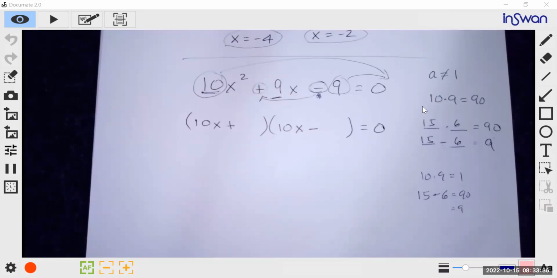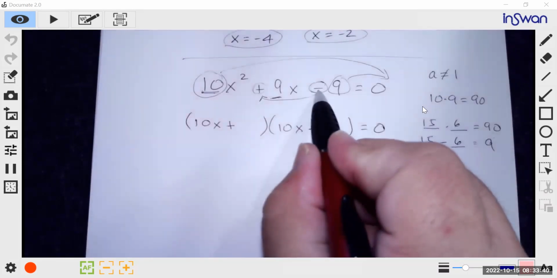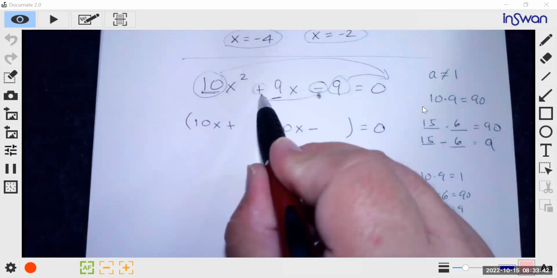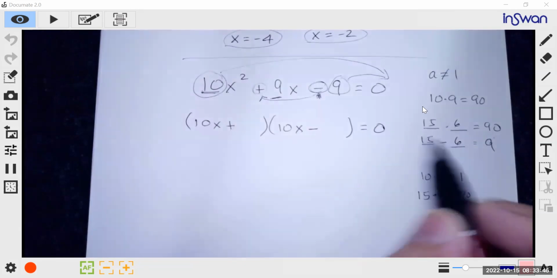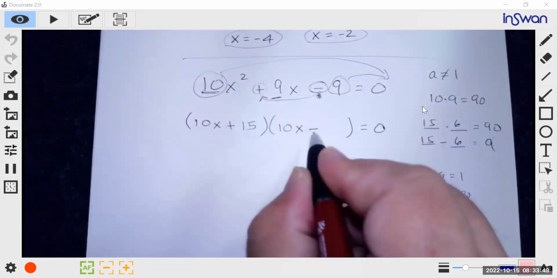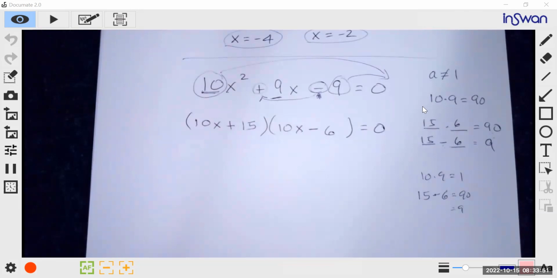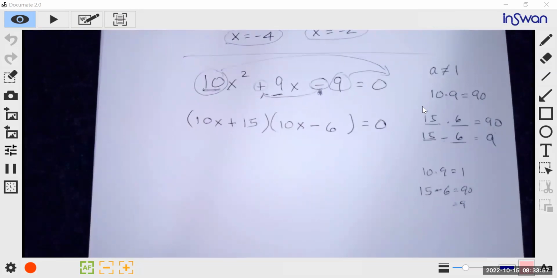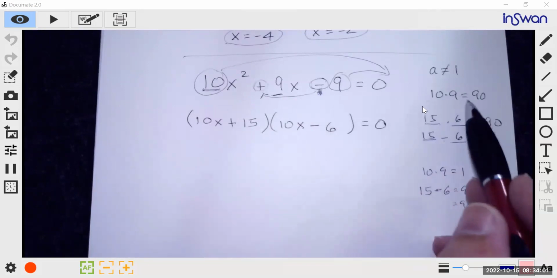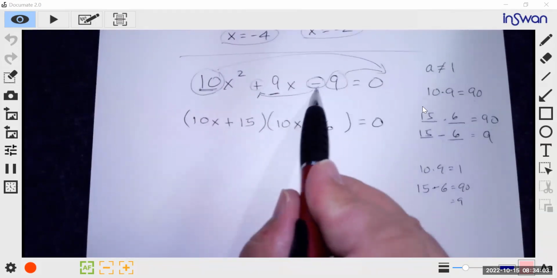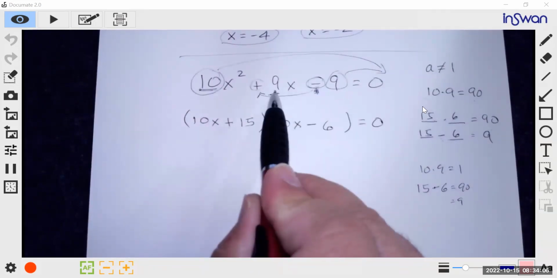Again, it doesn't matter what the sign is. Since they're opposite signs and the first sign is a plus, that means the bigger of these two numbers gets the plus. So this one's 15. This one is 6. And take the first and last term, multiply them together. We figure out what times what is 90. When you subtract them, that's the second sign, equals the middle term, 9.